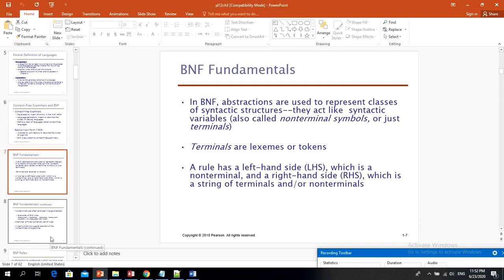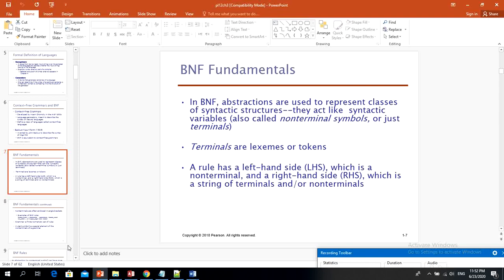What are the fundamentals of BNF? In BNF, Backus-Naur form, abstractions are used to represent classes of syntactic structures. They act like variables, and we call them non-terminal symbols. And terminals represent lexemes or tokens, which are the identifiers, the functions, the methods later in a formal, high-level programming language, as we will see later.